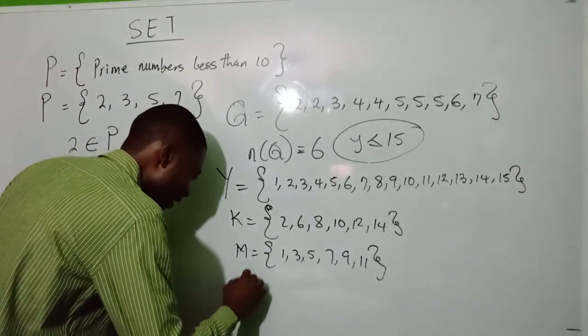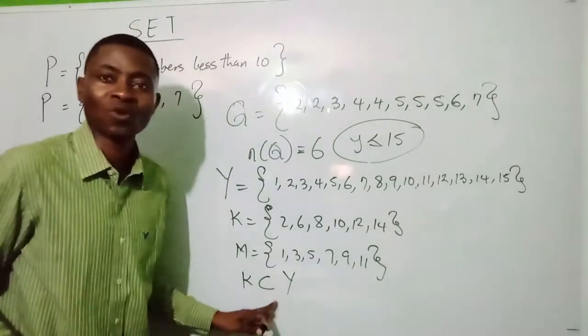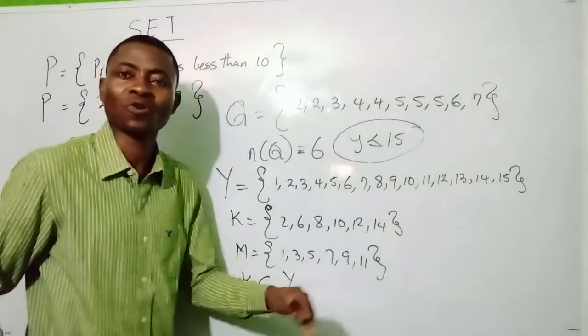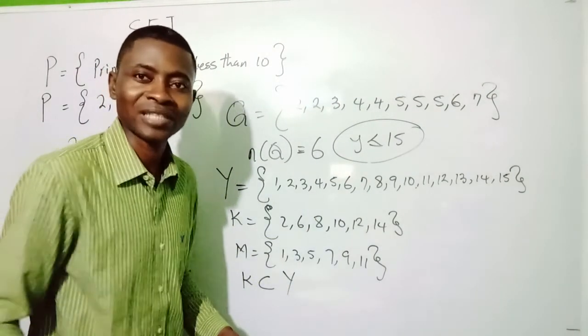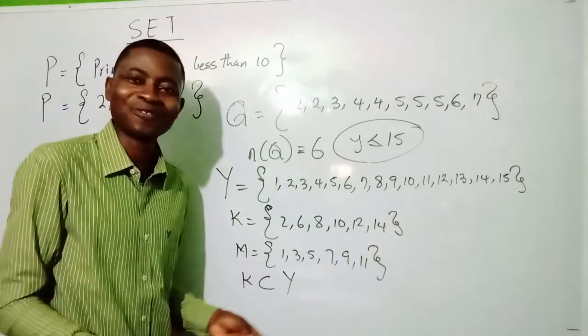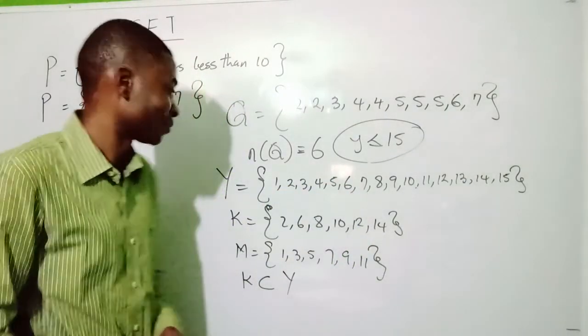You say K is what? A subset of Y. Meaning that what? All the elements in K can be found in Y. That is the meaning of subset. A subset is a subordinate. K is loyal to Y. You know why? Because everything that K has got, it got from Y.